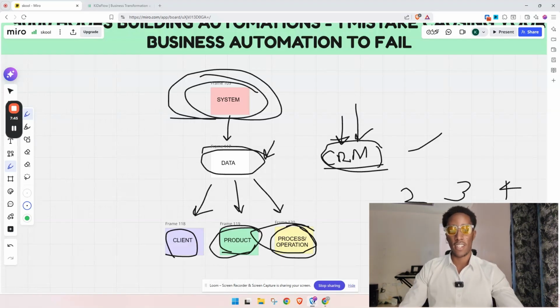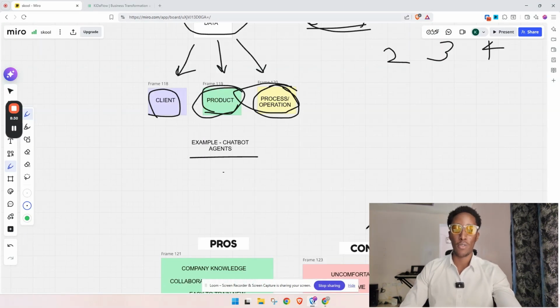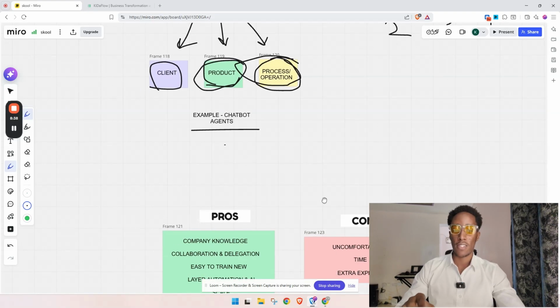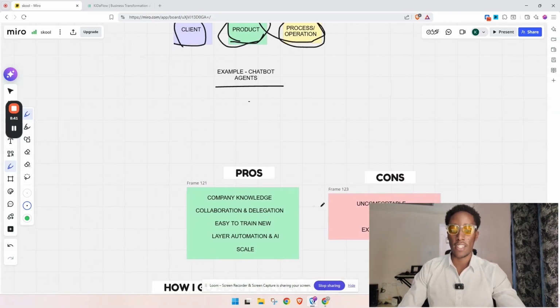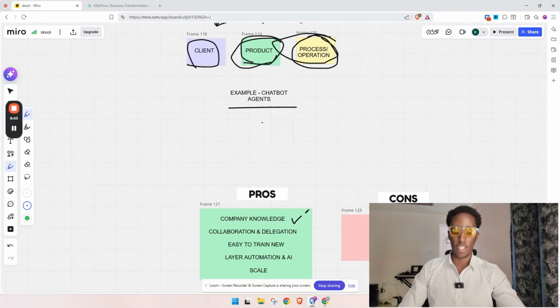I usually recommend, and this is what we usually have to do, sometimes it's very painful, sometimes it's very lengthy, and it can take a lot of time because you're building a system from scratch. But the pro of this is that you have all your company knowledge in one place. All these big organizations usually have all their company knowledge in one place.